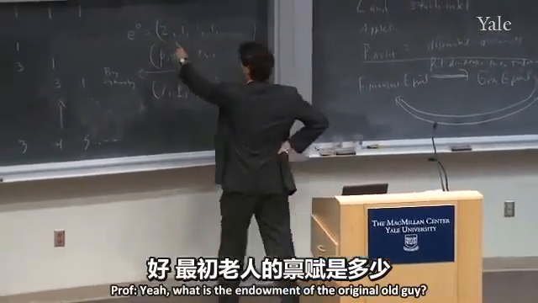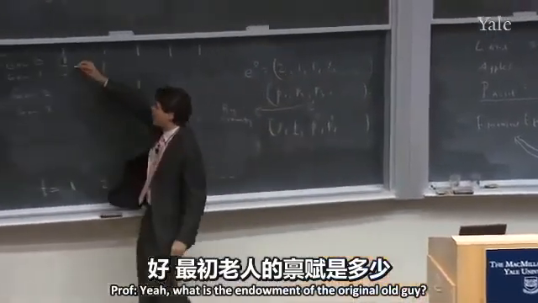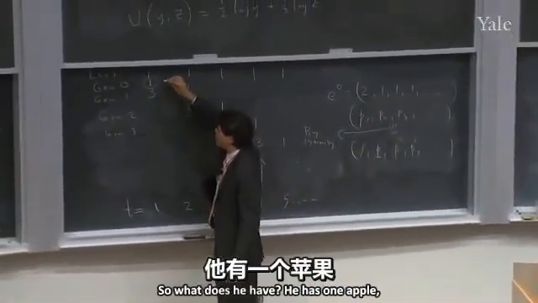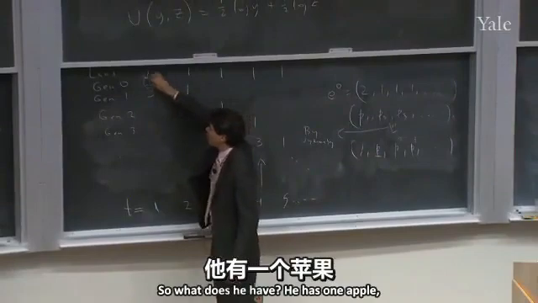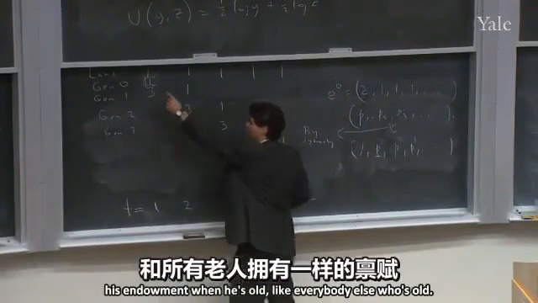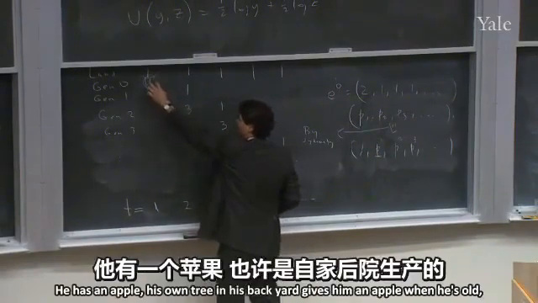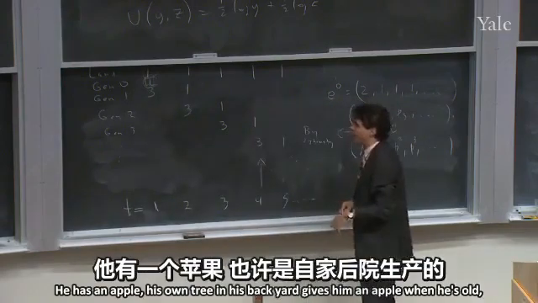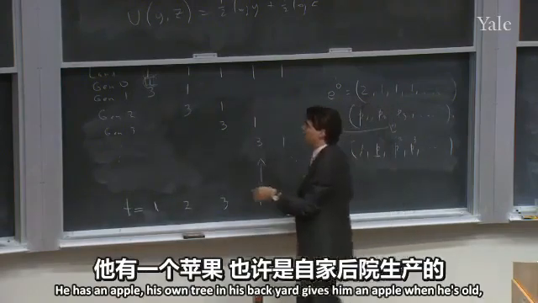What is the endowment of the original old guy? He's the guy who owns the land. So what does he have? He has one apple when he's old, like everybody else who's old. His own tree in his backyard gives him an apple when he's old.